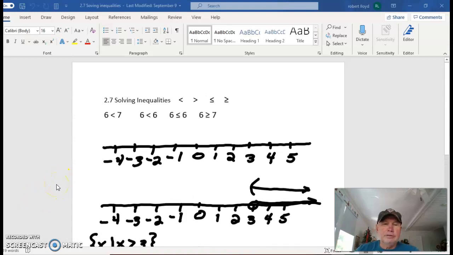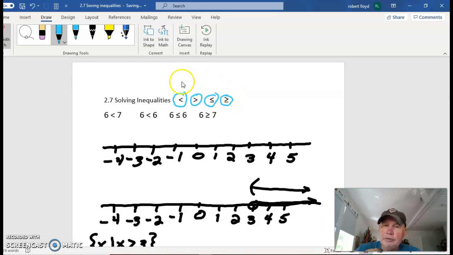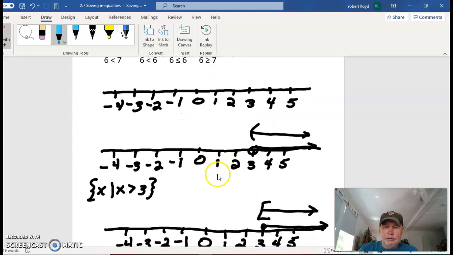2.7 is the introduction to solving inequalities, and we will be going over these. So you have less than, greater than, less than or equal to, greater than or equal to. Usually these are read left to right. So let's look at some examples.